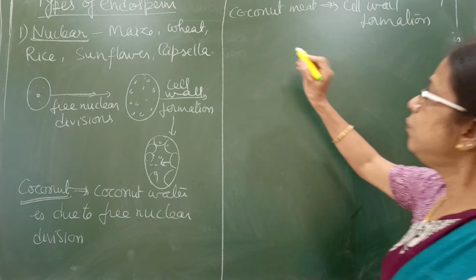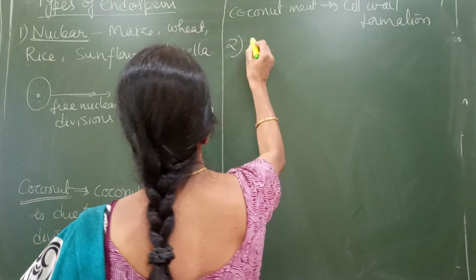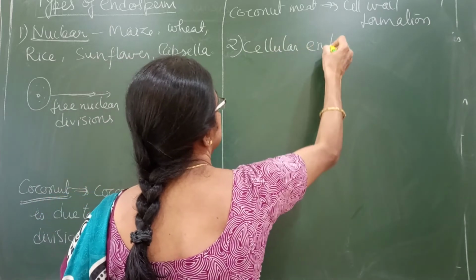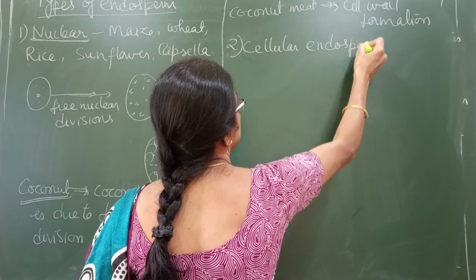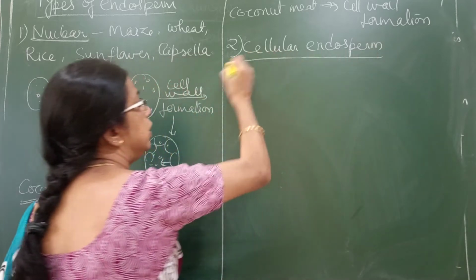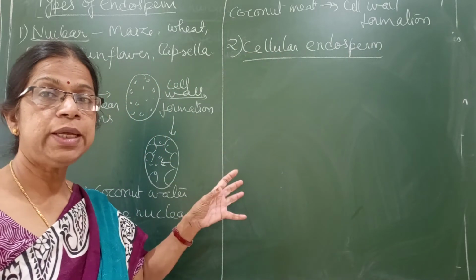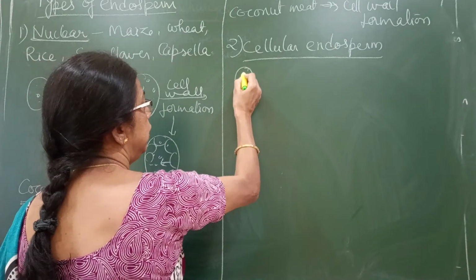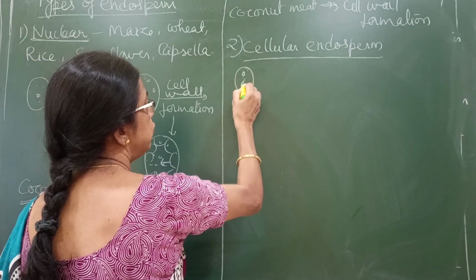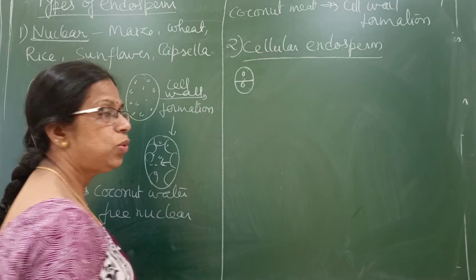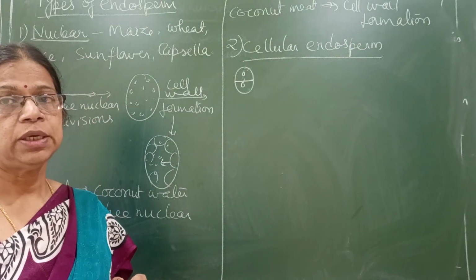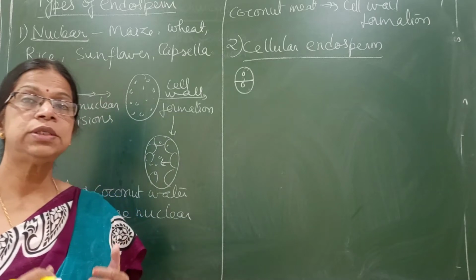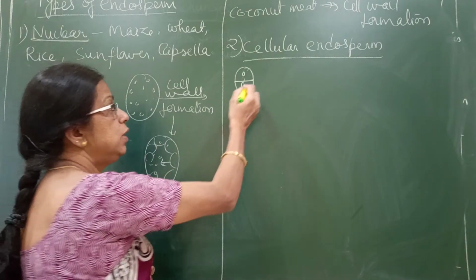Now the second type we have is cellular endosperm. In cellular endosperm, the cell wall formation takes place right from the beginning. So suppose first a nucleus divides and forms two, immediately it is followed by cell wall formation. What is cell wall formation? Also called cellularization.